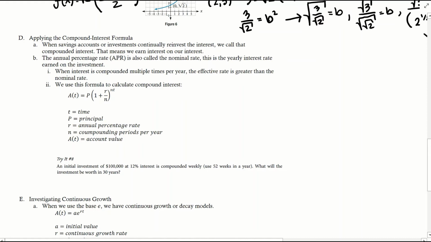So when a savings account or investment account continually reinvests the interest, that is compounded interest. What that means is that I take the interest you make. So if it's 10%, and you put $100 in, at the end of the year you get $10 back. I give you that $10 in interest, and then I continue to let you earn interest on that interest.